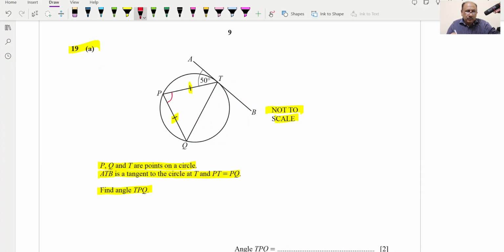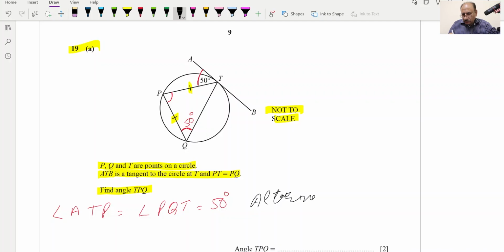So we know that this angle is 50 degrees. So the remote interior angle of this triangle, which is this one, will be equal to 50 degrees. This is basically the alternate segment theorem. So by the alternate segment theorem, angle PQT will be equal to 50 degrees, and this is equal to angle ATP. Angle ATP will be equal to this one, and we can even mention over here alternate segment theorem.